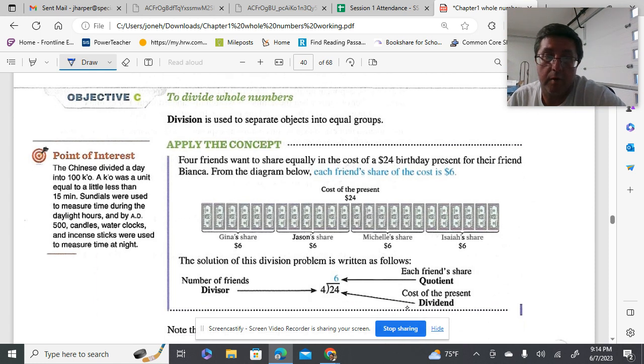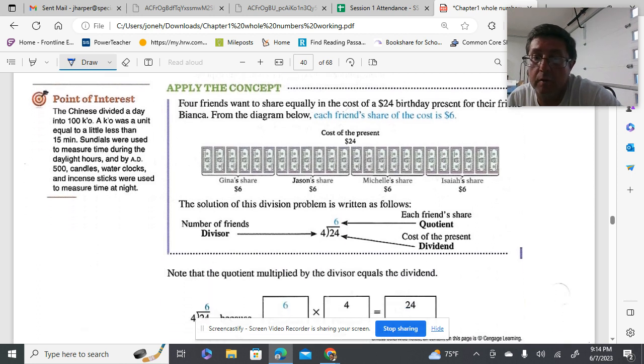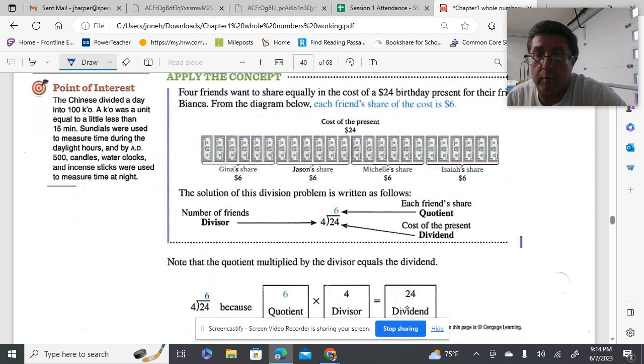Apply the concept. 4 friends want to share equally the cost of a $24 birthday present for their friend Bianca. From the diagram below, each friend shares the cost of $6. So you've got 1, 2, 3, 4 friends. They've split up $24 into each using 6.